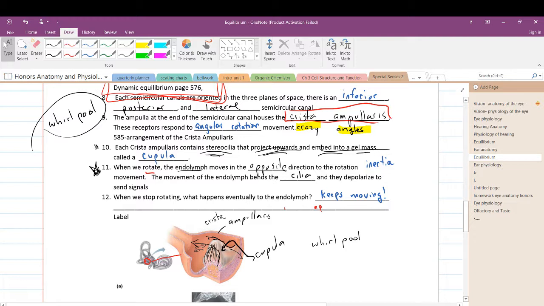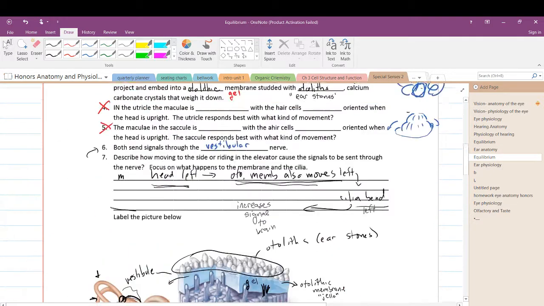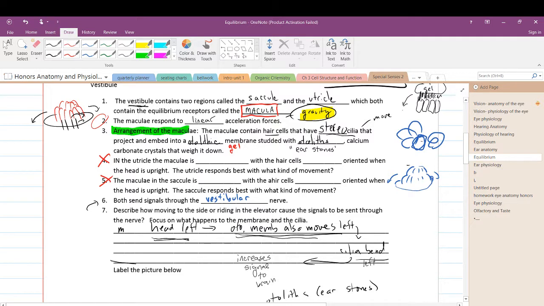Now these receptors respond to all sorts of movements. Like I said, you could do a cartwheel, somersault, or spin, and all of those 3 different planes respond to the movements. So that's angular rotation. Now, the way this works, and here's the annoyingly similar part, notice number 10. Each crista ampullaris contains, oh my, stereocilia that project upwards and embed into a gel mass. Sound familiar? Take a look at number 3. Embed into a gel, and then you have the cilia.